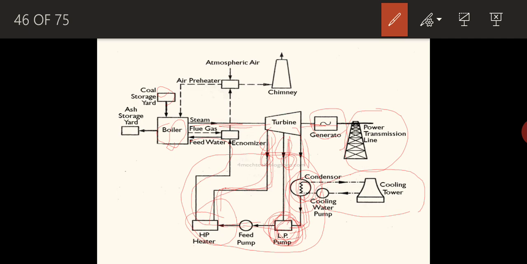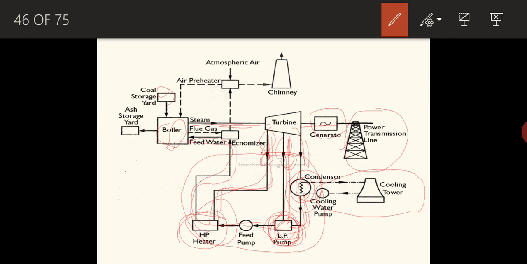Again, the same thing that happened in the low pressure pump is happening here also. The steam gives its heat to the slightly heated water in the high pressure heater. The steam is automatically converted into liquid state, that is the water state, but the water already coming from the feed pump is heated slightly from here also. That already heated water is finally pumped into the boiler.